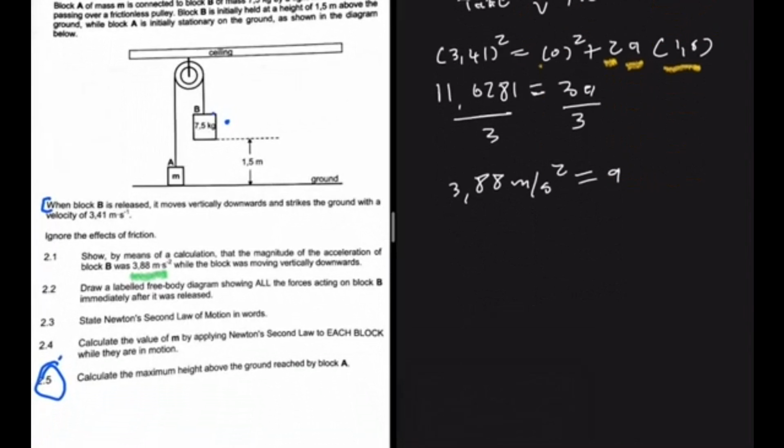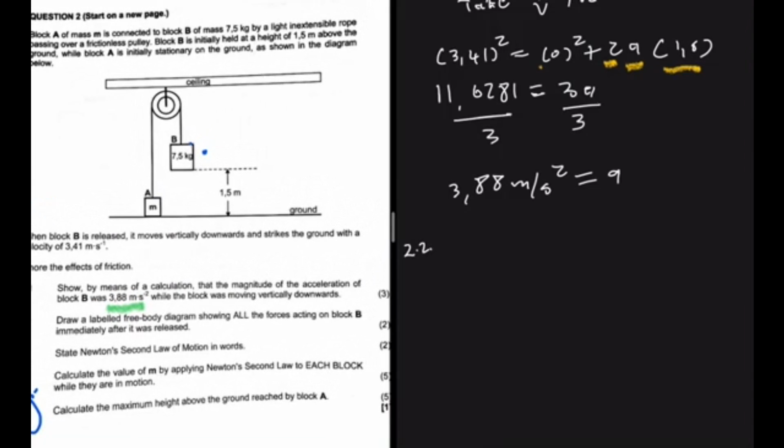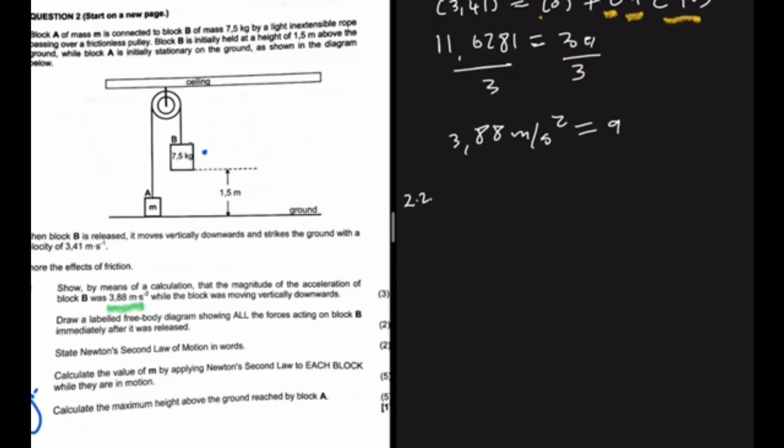And then now 2.2, let's draw a free body diagram showing all forces acting on block B immediately after it was released. Right, so let's just go ahead and do that. So for block B, we're gonna have the weight pointing downwards, right? And then now we can start thinking about everything else. You know the weight is gonna be there, so you put the weight first, and then after that you have to start thinking about everything else, right?